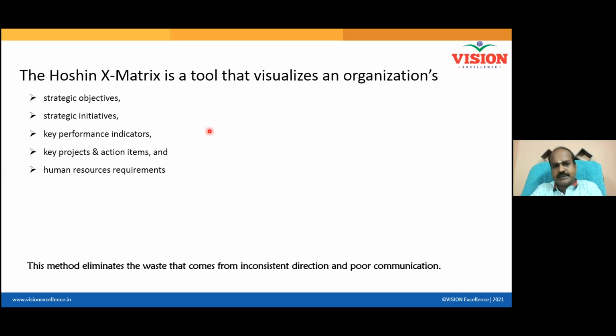Visualize your organization's strategic objectives. What are strategic objectives? What you can achieve over a 3 to 5 year period, right? For example, my market share should improve by 10%. It might take some time because I need to really make my products superior to my competitors. And so what will happen? I will be able to grab another 10% share in the market. So these are all definitely long-term strategic objectives.